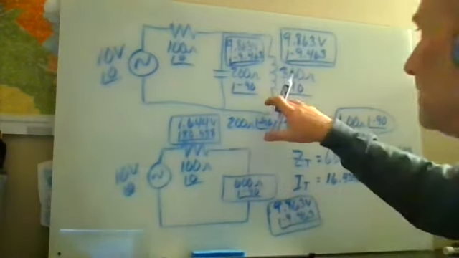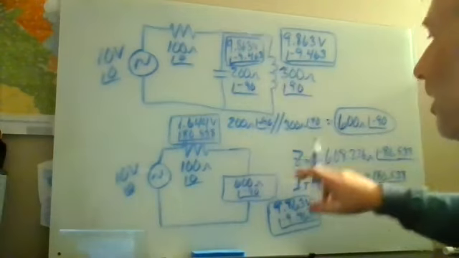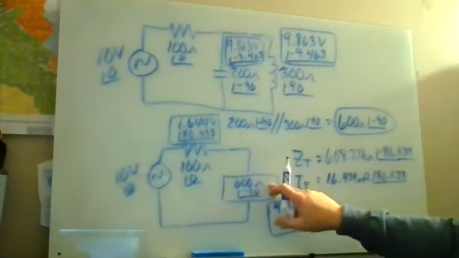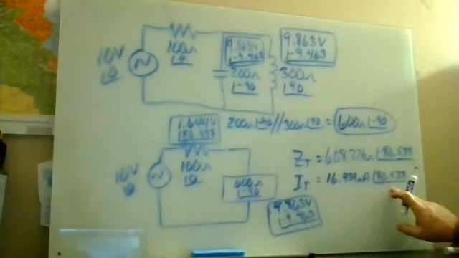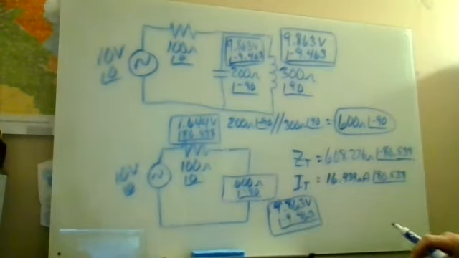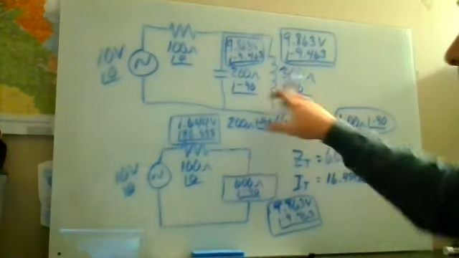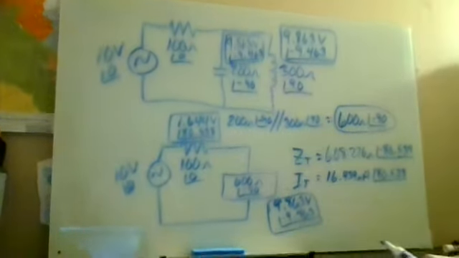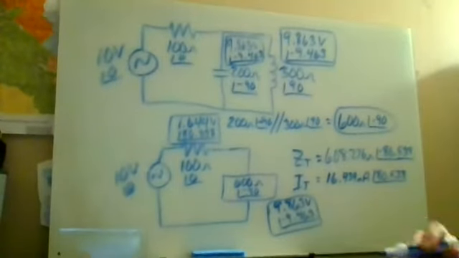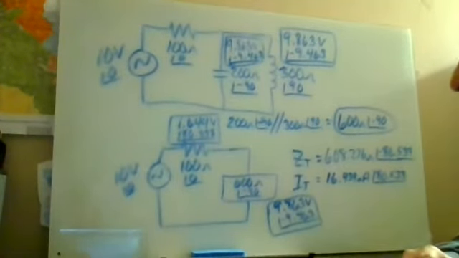When I get these two currents, what must they equal? Where they came from here. What was my current here? 16.439 milliamps at an angle of 80.538. So when I get these two and I add the currents together, they should equal 16.439 milliamps at an angle of 80.538.